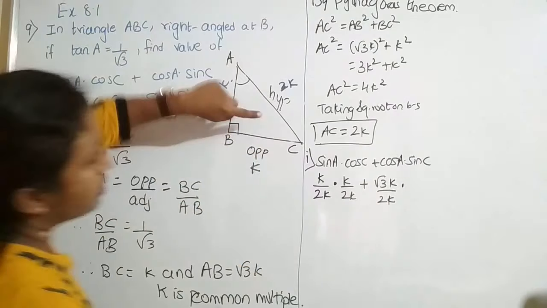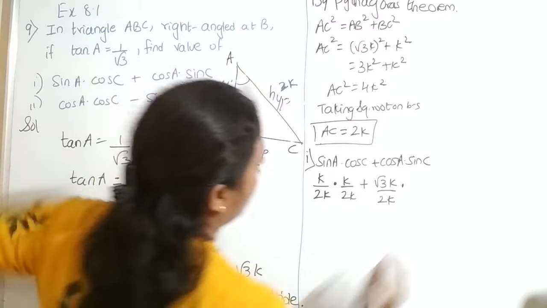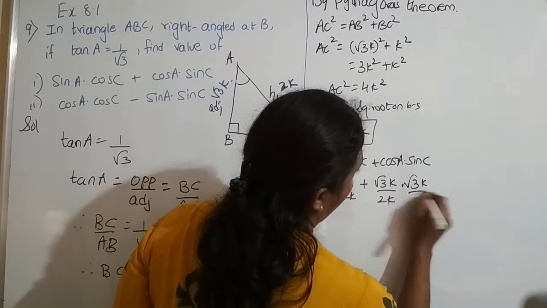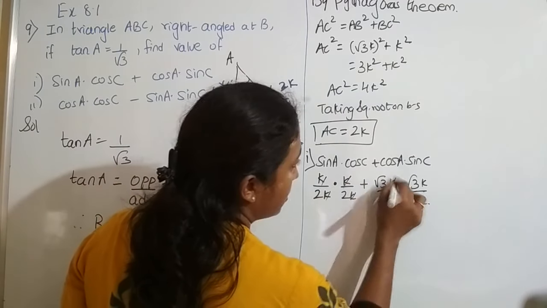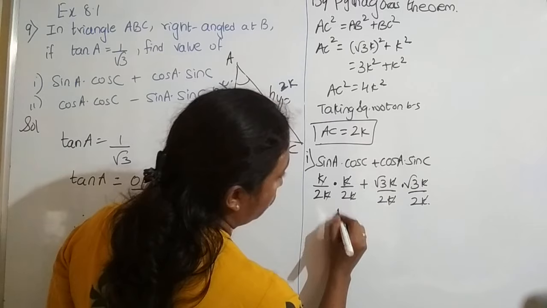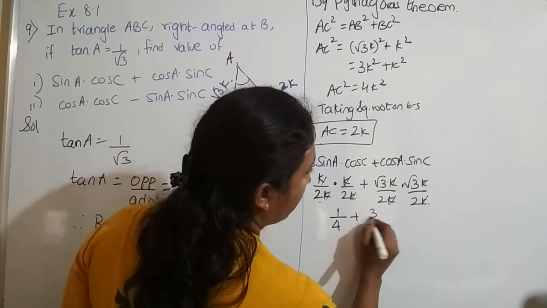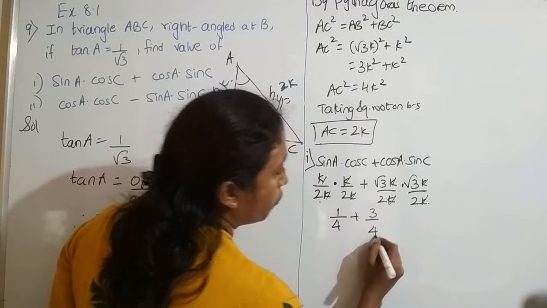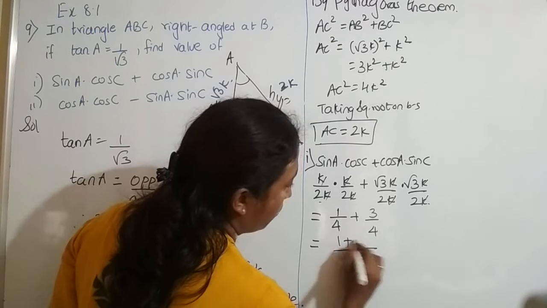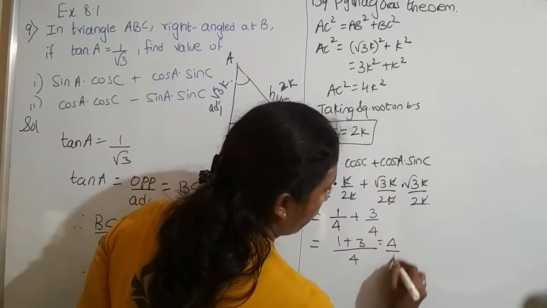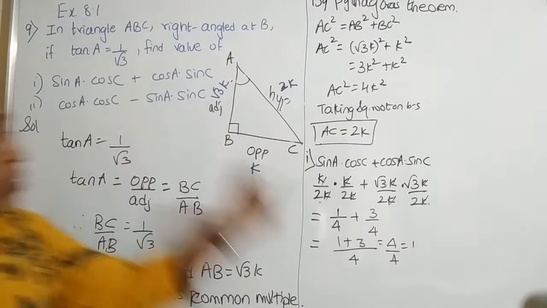Similarly sin C. Sin C is from here. What is the formula for sin? Opposite upon hypotenuse. So again we get root 3k upon 2k. Correct? So this k will get cancelled, as you can see. So we are left with 1 by 2 plus root 3 by 2, which is 4 plus root 3 into root 3 will give you 3, and 2 is 4. So here the LCM is 4. So we have 1 plus 3, so we get 4 upon 4, that is nothing but 1. So we got the value of the first term equal to 1.